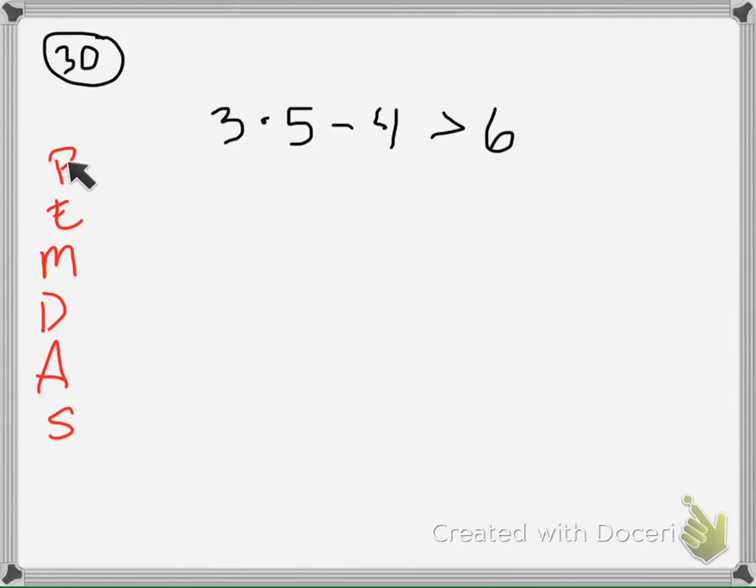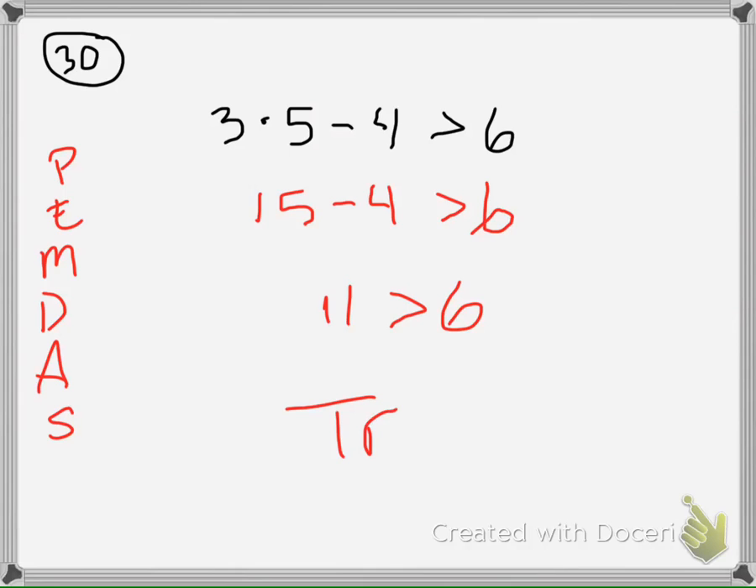I distribute. Okay, we don't have any parentheses in this problem. We don't have any exponents, but we have multiplying. So I do the multiplying first. 3 times 5 is 15. Bring down my -4 is greater than 6. I don't have any division, no addition, but I have subtraction. 15 minus 4 is 11. So this reads 11 is greater than 6. That is correct. So it is true.